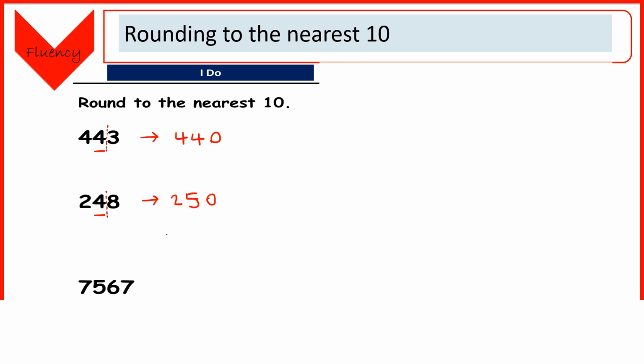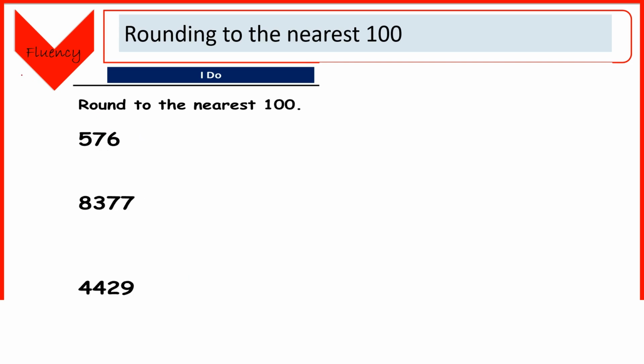Now, if I were to do the next one, there's a 6 here. I draw a line. Because 7 is greater than 5, I round the 6 up. So I write 7, 5. This 6 now becomes a 7. And then I simply make the number to the right side of it 0. So my final answer is 7570. And that's how you round to the nearest 10.